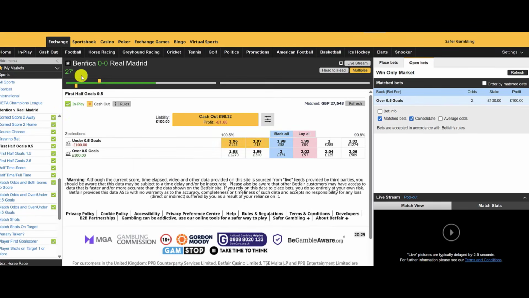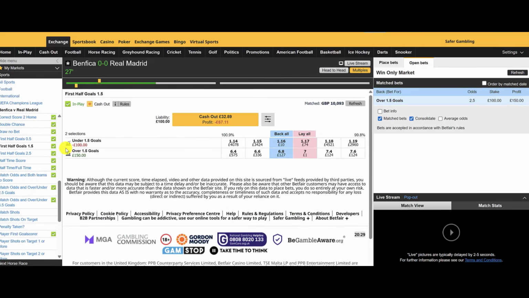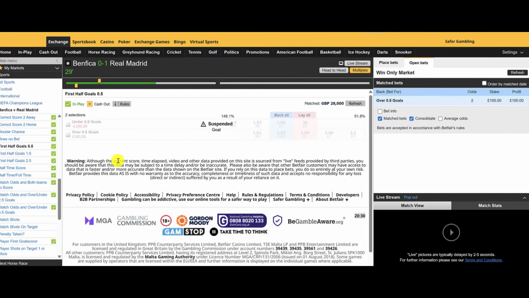So it's 0-0 on the 25th minute, or actually 27 minutes. So we're going to go in over 0.5 goals on this one. And so this is the situation, 0.5 goals and the 1.5 goals. So we just need one goal to put us in a strong position in this first half. Let's see what happens. Well, the timing on that couldn't have been any better.